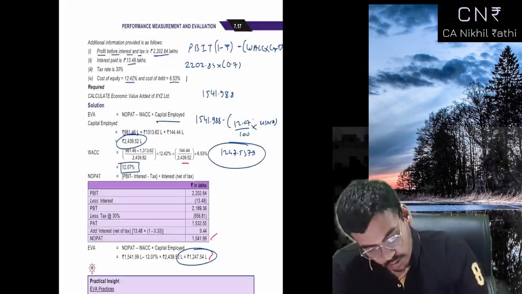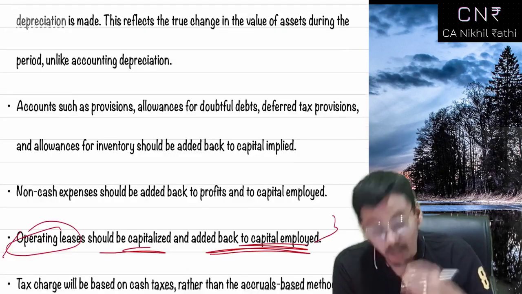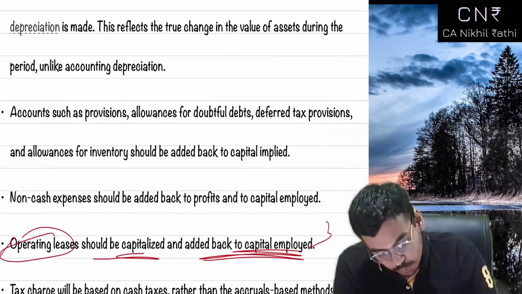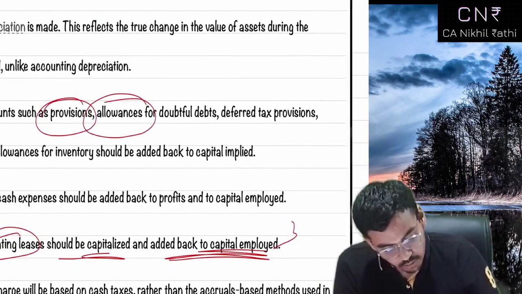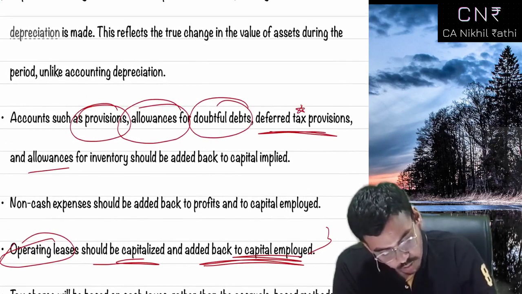Now all other non-cash expenses like provisions, allowances, doubtful debts, deferred tax provisions. And for deferred tax provision, underline this part.